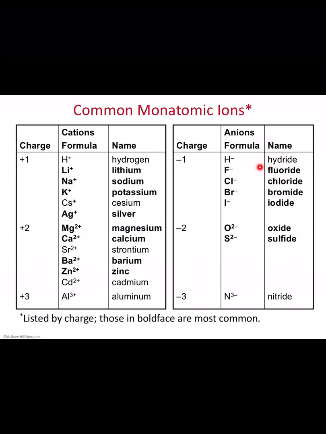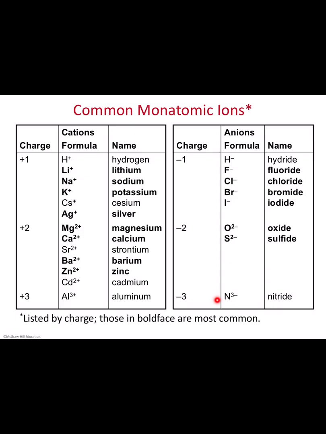Hydrogen will become hydride, fluorine will become fluoride, chlorine, chloride, bromide, iodide, like that. Okay, and then group 6, oxygen and sulfur, both of them are in group 6. So 6 means it has 6 outer electrons. So by taking 2 electrons, it can have the same electron configuration as neon. Since they are taking 2 electrons, the charges they make are O2- and S2-. Oxygen will become oxide, sulfur becomes sulfide.